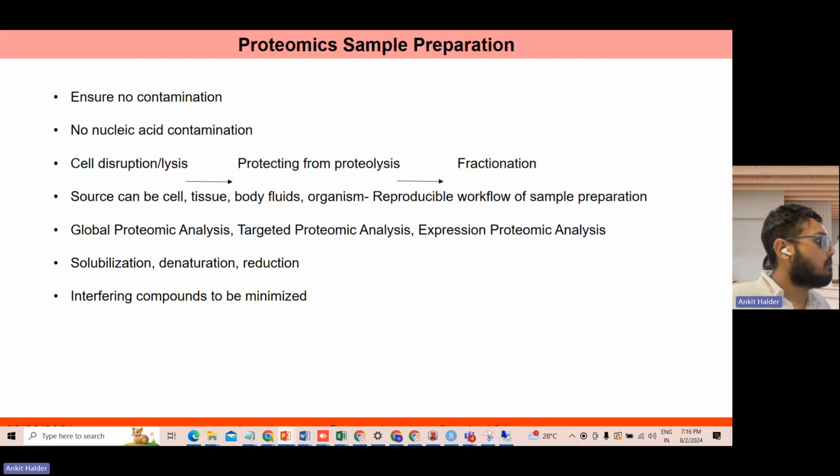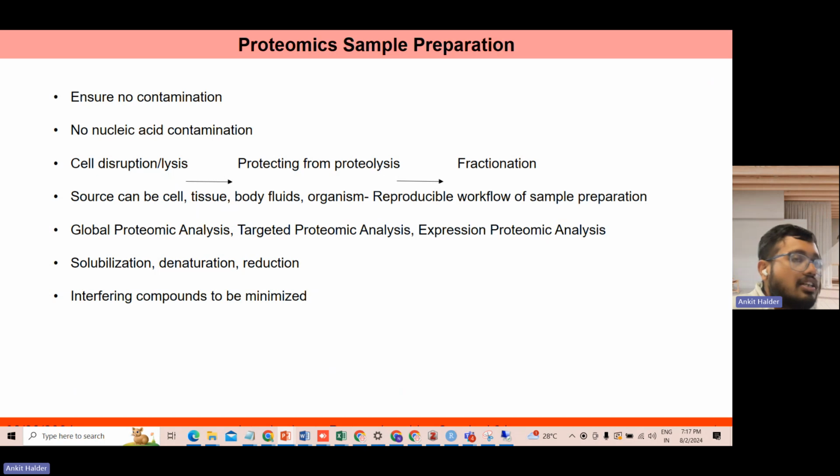So basically, this is protein sample preparation. What do we generally need? This is a very basic and understandable thing: when we are aiming for a proteomic study, we want to extract the proteins and then study them. Definitely, when we are talking about proteins, it will not be desirable if the sample contains any kind of contamination.